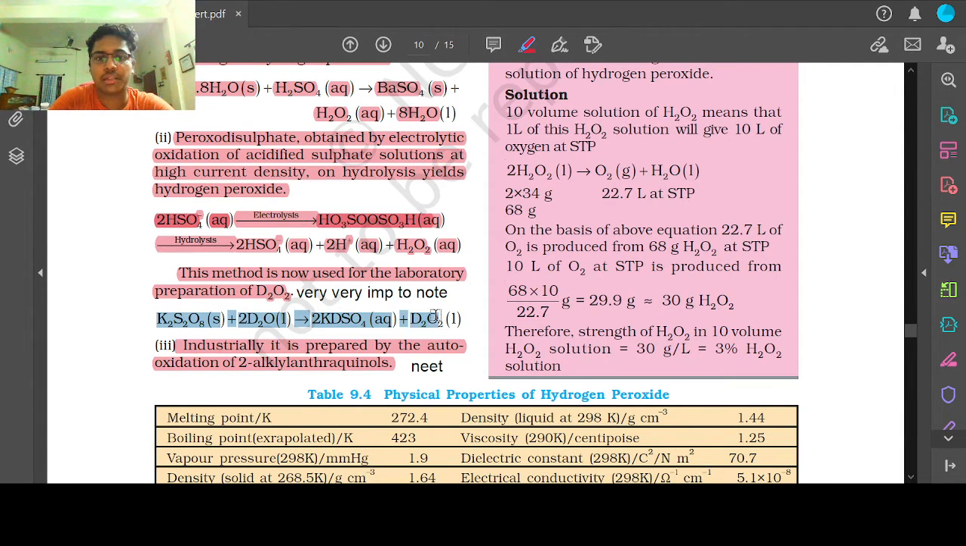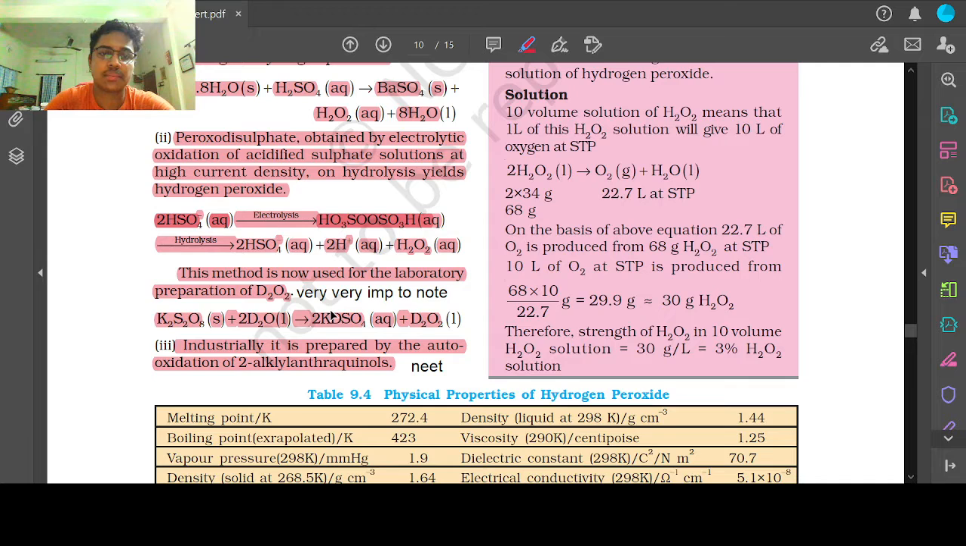And you can also mention this reaction after mentioning the entire point here. D2O is just like H2O, right? It's a sulfate containing compound, and on electrolysis it gives peroxidosulfates, and then on hydrolysis it gives D2O2.